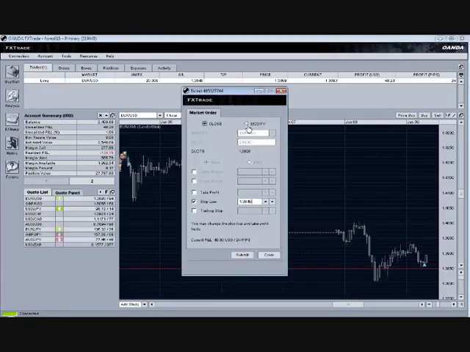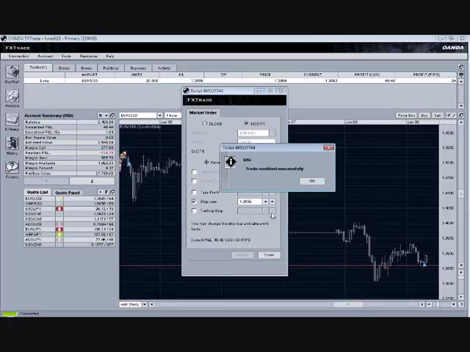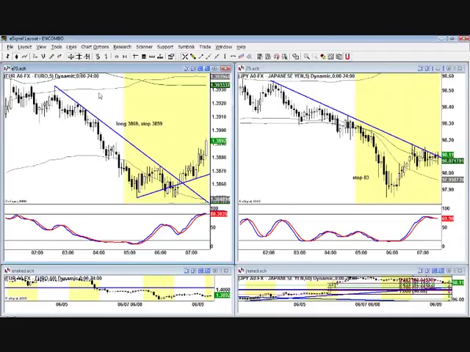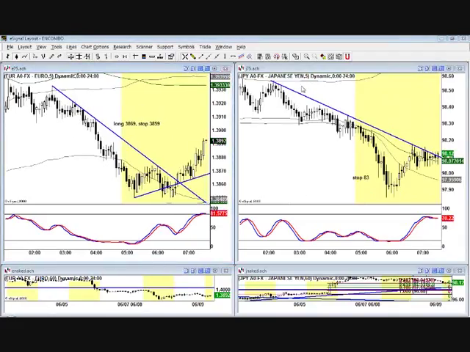Stop loss is at 48. So that goes to 59. And right now we're 24 pips up, or thereabouts. So far so good on that trade.